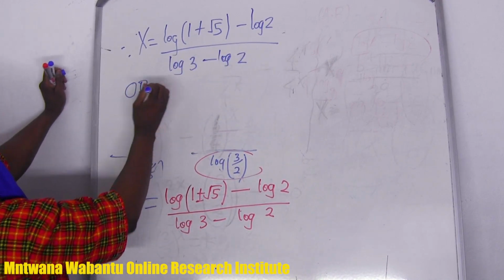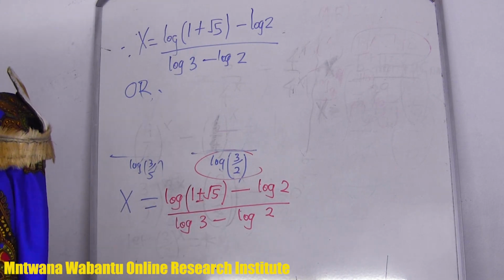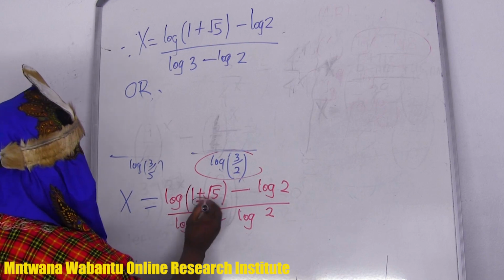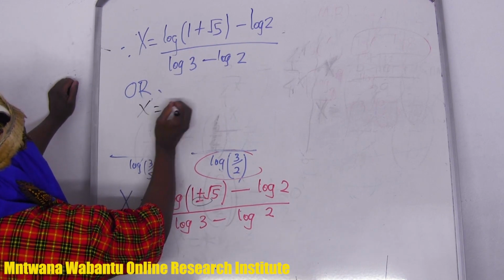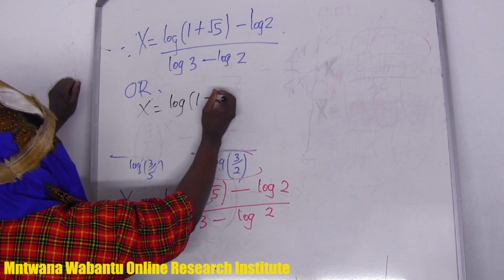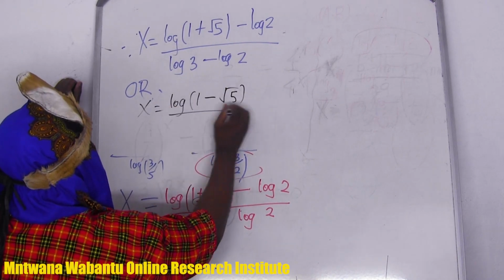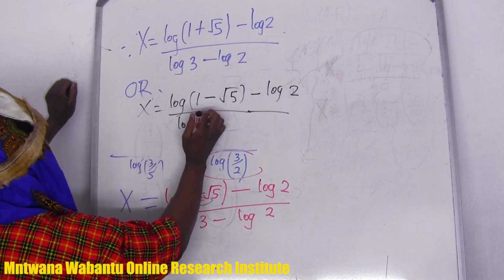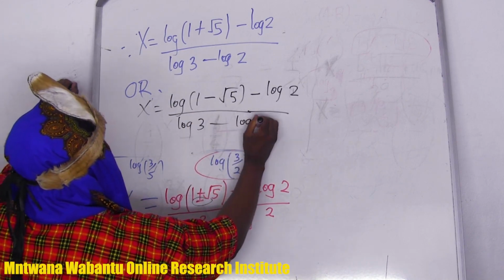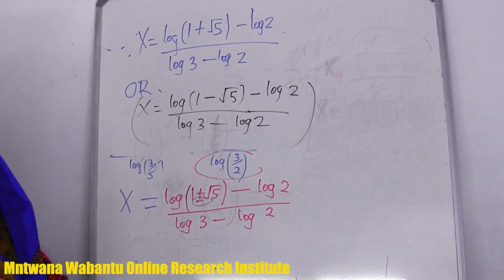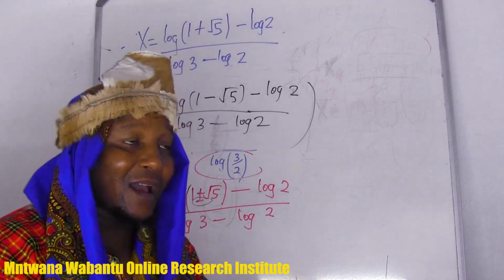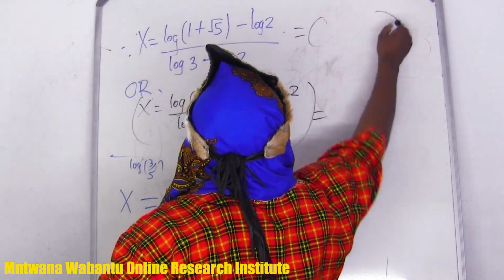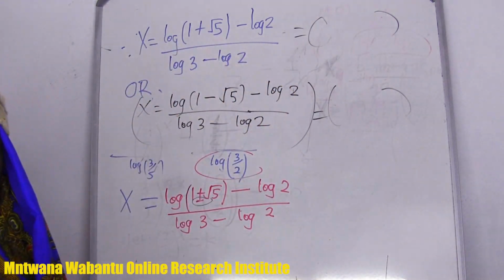Or I can take the negative one. The negative one, same thing, but I just change. Now you take negative. Say x equal to log of 1 minus square root of 5, and then you minus log of 2, and then log of 3 minus log of 2. That's the final answer. If you want, you can plug that in the calculator and give the final answer. Say equal, plug in the calculator, get your final answer.